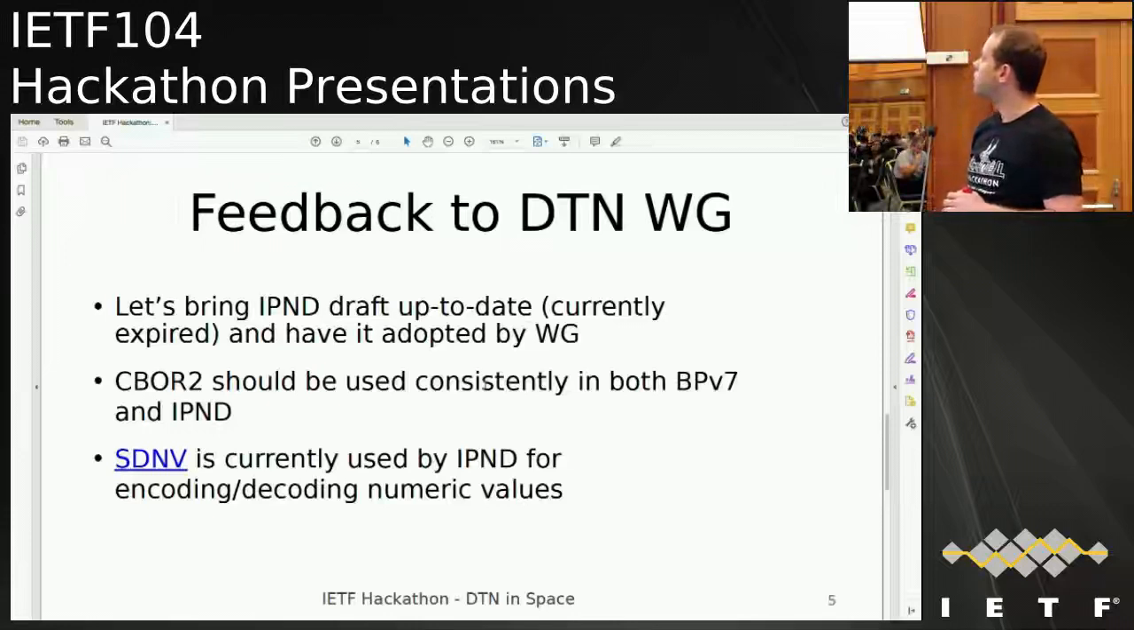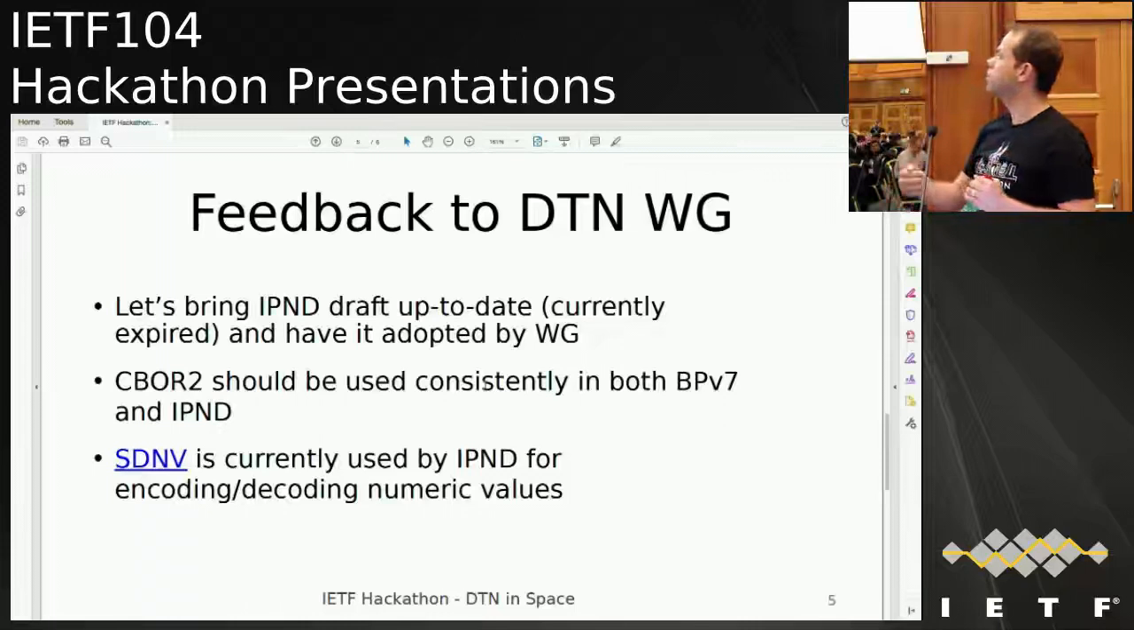And that feedback will be that we should bring the IPND draft up to date because it's currently expired, and have it adapted by the working group because we do need it for our testing. Then we found out that in the IPND draft, a different approach is used for encoding and decoding numeric values. IPN is using SDNV, and the rest of the system is using CBOR. This should be consistent, so as part of the draft update, we will propose to make it in line.